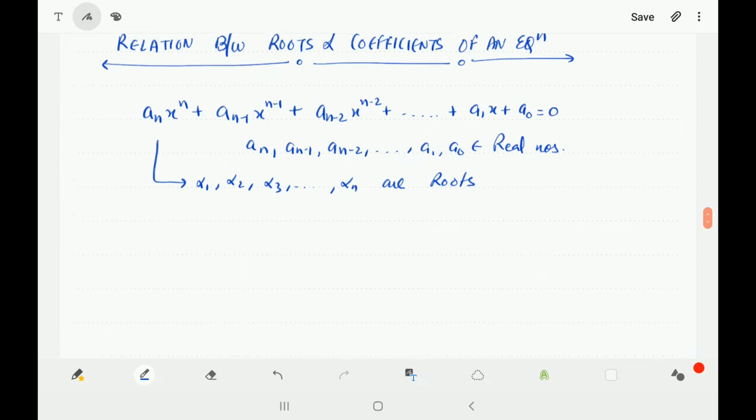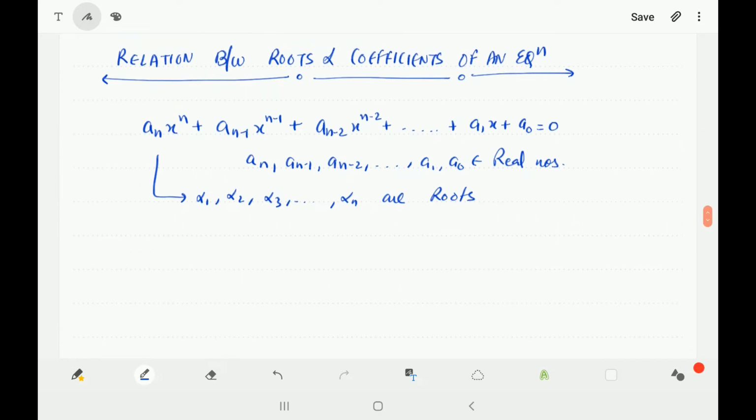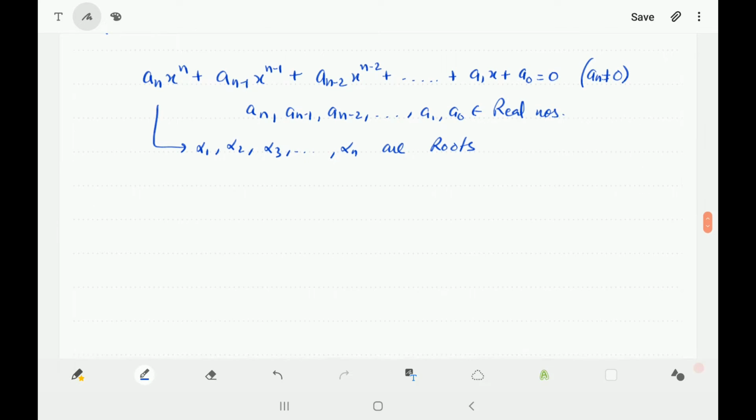and we'll be detailing about that. So let's consider a polynomial equation of degree n where an is not equal to 0, and the equation is an x raised to the power n plus an minus 1 x raised to the power n minus 1 and so on to a1 x plus a naught equal to 0, where an minus 1, an minus 2 and so on to a naught are real numbers, the coefficients of different powers of x, and alpha 1, alpha 2, alpha 3 and so on to alpha n are the roots of this particular equation.